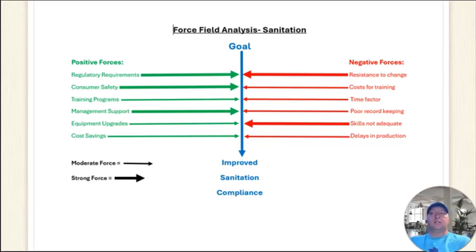This analysis is a decision-making quality tool that helps you analyze the positive forces against the negative forces. The main goal, as you can see in blue, is improve sanitation compliance. I have developed a key at the bottom left there. This key is to demonstrate which forces may be stronger than others. The larger arrow is a stronger force and a smaller arrow is a moderate force. This will allow you to determine which ones might need more attention than some others.